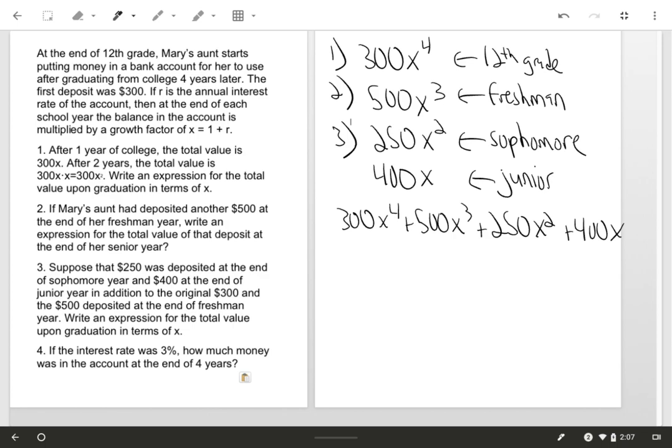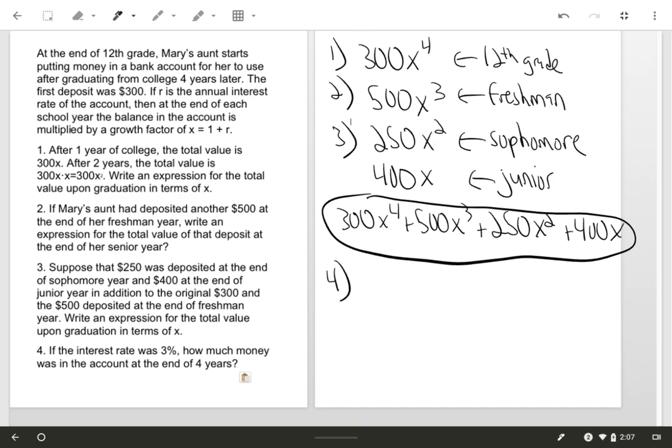So $300 collects interest for 4 years, $500 collects interest for 3 years, $250 collects interest for 2 years, and $400 collects interest for 1 year. If I add all that together, depending on what the interest rate is, I will be able to figure out how much money she actually has. So this right here is the answer to number 3.